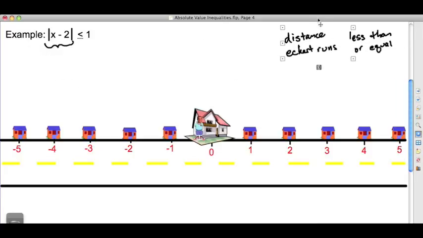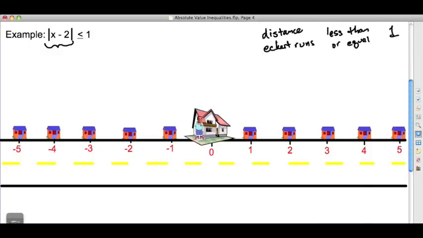So, let's take a look at the possibilities. I could run here, here, here, here. I could stop there. It's less than 1. I could stop there. It's less than 1. Or I could stop here because it's equal to 1. Okay? So I can run anywhere in here, less than or equal to 1.